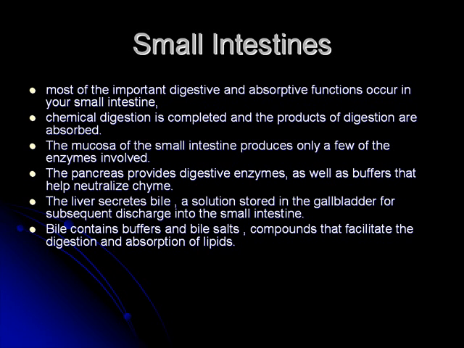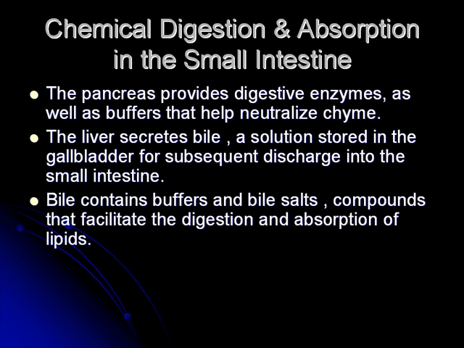The pancreas provides the digestive enzymes as well as the buffers that help neutralize the chyme as it leaves the stomach. The liver secretes bile, a solution stored in the gallbladder and subsequently discharged into the small intestine. Bile contains buffers and bile salts, compounds that facilitate digestion and absorption of lipids. Chemical digestion and absorption in the small intestines are as follows.